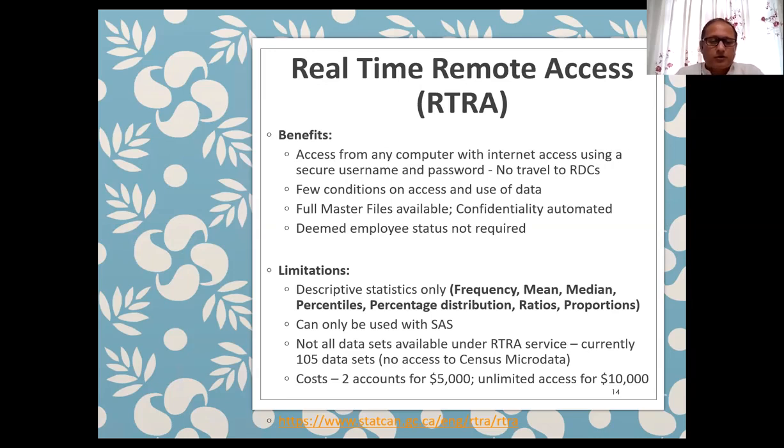There are certain limitations though. Only descriptive statistics are available at the moment, such as frequency, mean, median, percentiles, and so on. And this program can only be used with SAS, although StatCan is making some changes so you may be able to access it using SPSS or Stata. And not all the data sets are available in the RTRA service. There are currently 105 data sets available, and there's no access to the census microdata yet, but there may be in the future. It's a costly program, and that's why McMaster is not yet part of it.